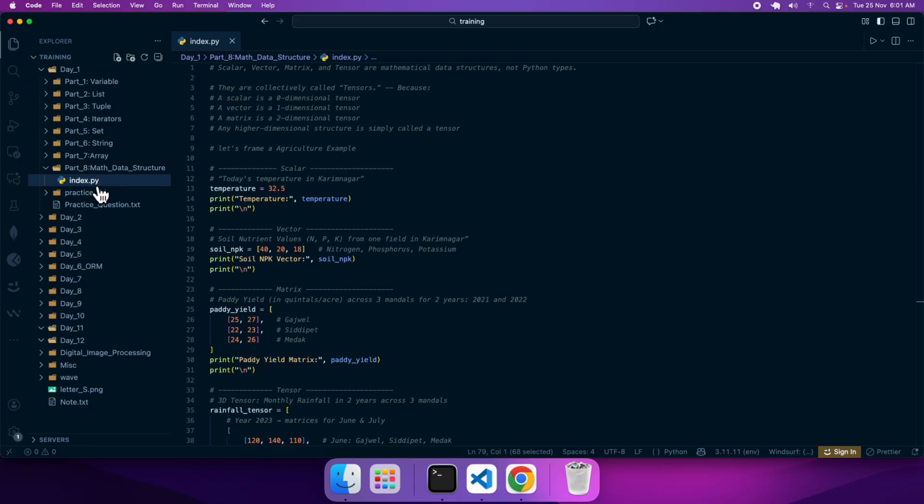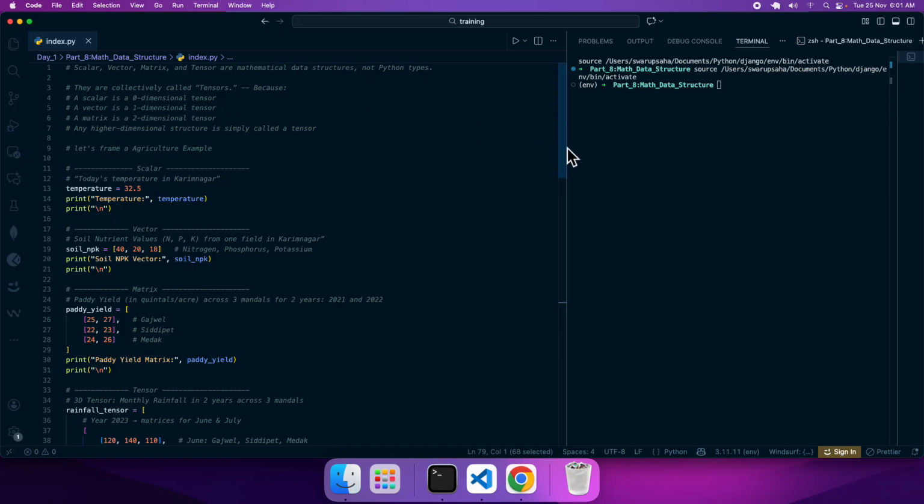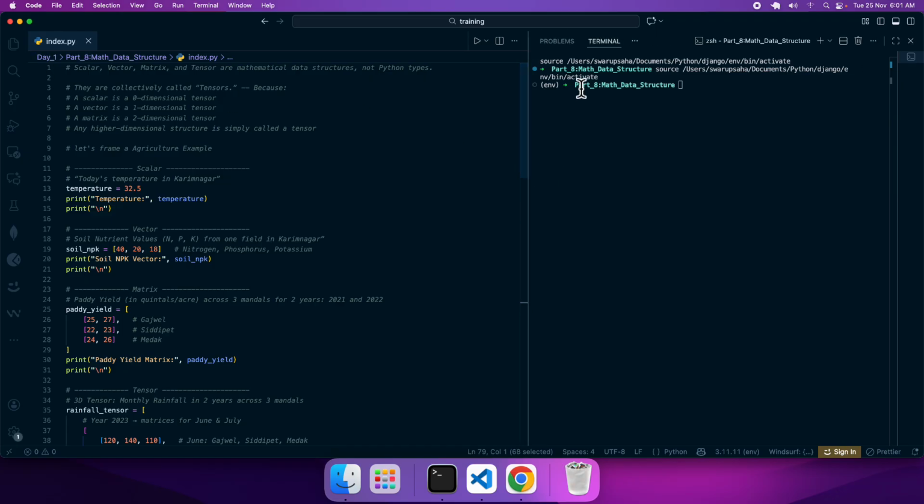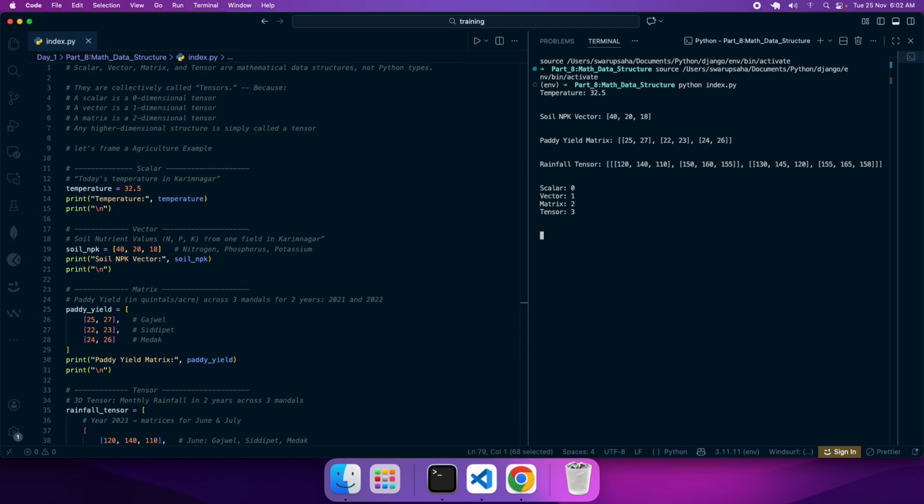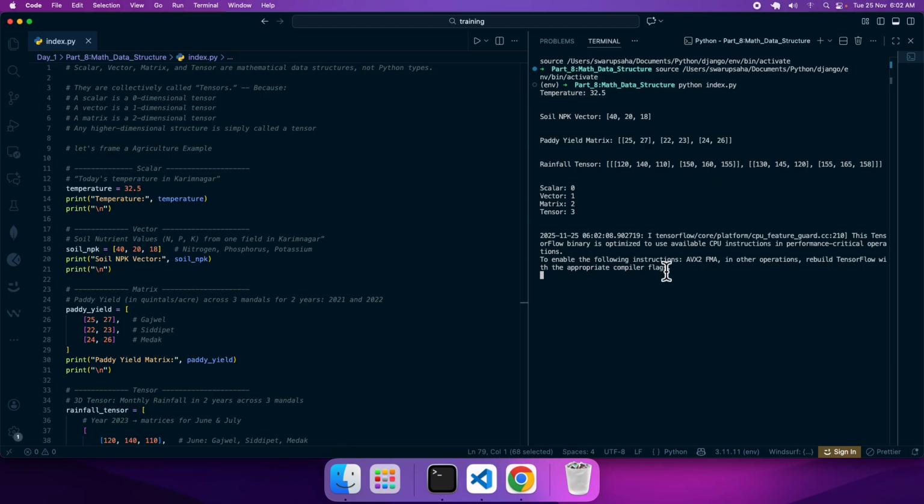So let me come to this particular folder, open and take a terminal, and my program has started right over here. As we can see, I am inside the environment of Python, and I will just fire this particular file. So python space, the file name is called index.py, and I hit enter to see the output. As you can see over here, the deep learning is coming in picture, TensorFlow is coming in picture.